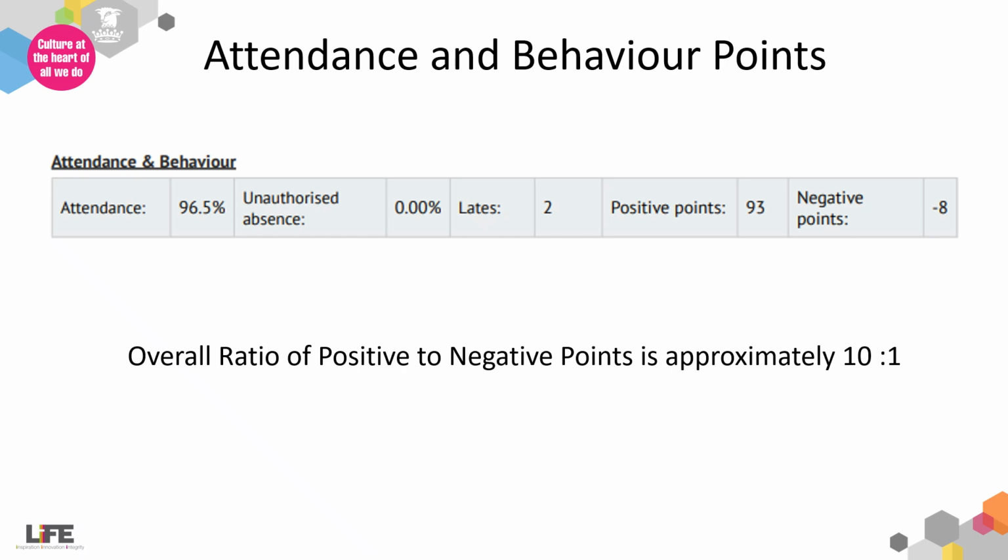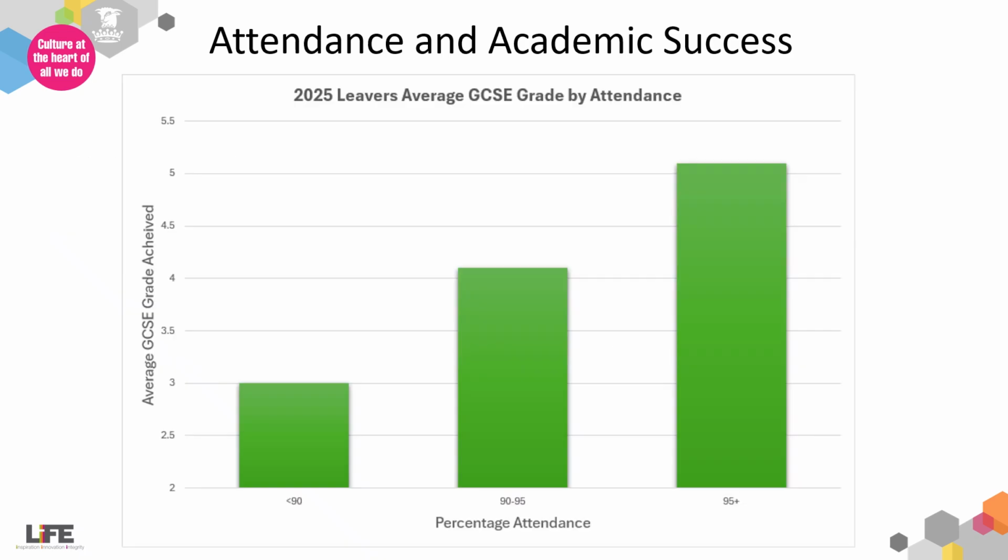Now just focusing in on that attendance, I need to make the link here between attendance and academic success. The two things are really strongly linked. This is the real data from our 2025 leavers and the GCSE grades that they achieved. I've grouped them into 3 different cohorts here, and you can see on the right hand side that the students that attended over 95% of the time that they were with us at Ashby School achieved an average a little over a grade 5, which is really good, really positive for their futures.